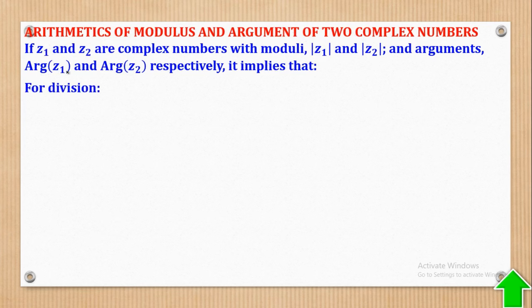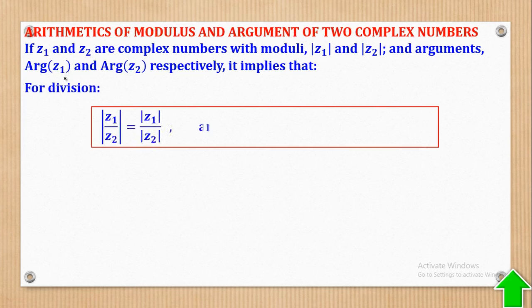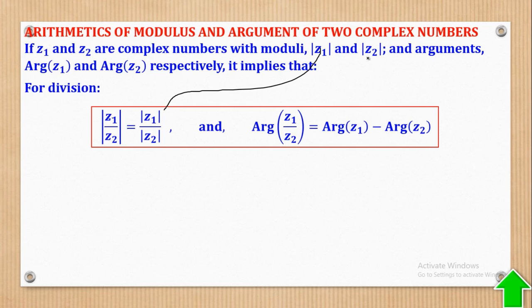So it implies that for division we have a special way of dividing, getting the modulus of division. So if I say z1 over z2 and they want their modulus, I'll just get the modulus of z1 alone, put it here, then over the modulus of z2 and put it here. So the modulus of a division is the same as the individual moduli when they are divided.